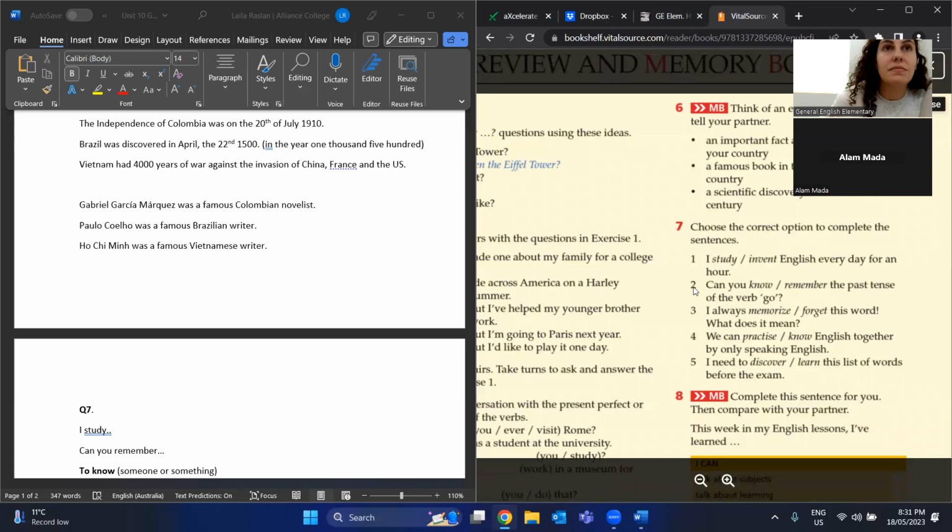Number 2. Can you remember the past tense of the verb go? So remember, we only know people or places, but we remember things about our past. And that's what the question's asking. Can you remember what the past tense of the verb go is? And we know the answer is went. Yes, we can. So we want to respond, yes, I can.